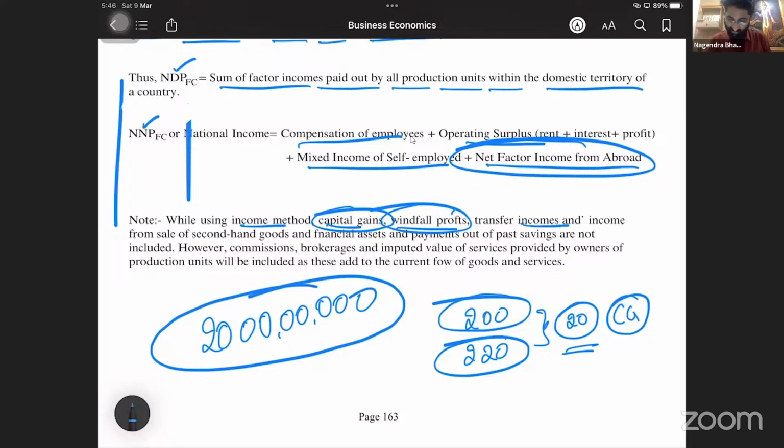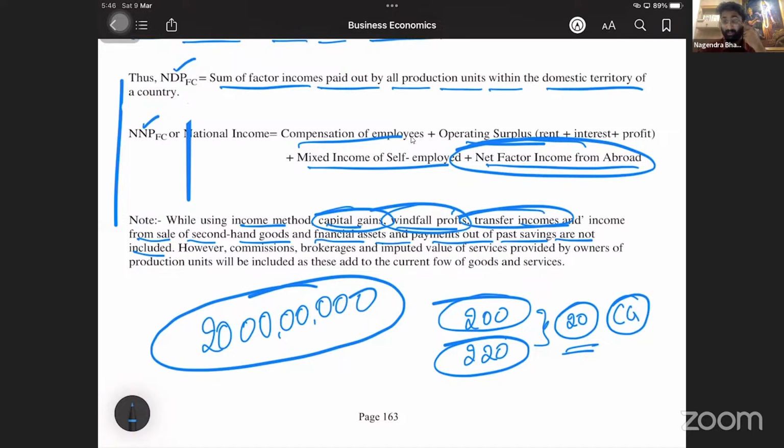So transfer income, income from sale of second-hand goods and financial assets, and payments out of past savings are not included. I'll explain. See, transfer income. Do you know the meaning of transfer income? We have discussed transfer payment in the last class.